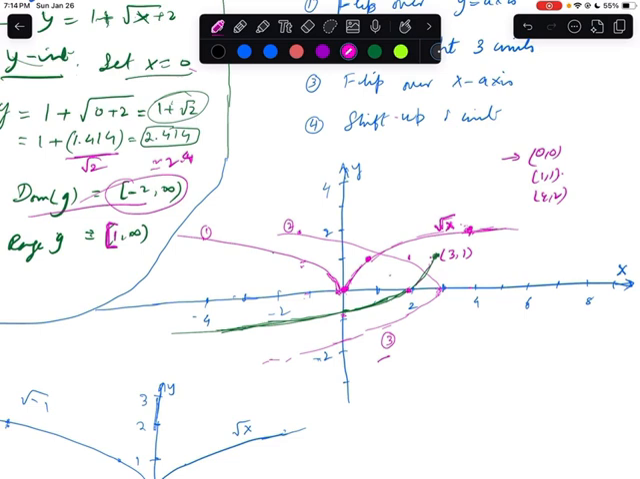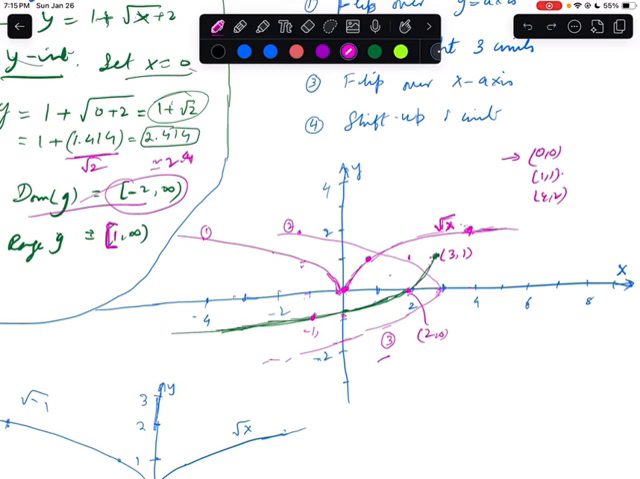So this point kind of came over here, and then the third point, which was (4, 2), it went here. This will give you negative 1, negative 1, negative 1.